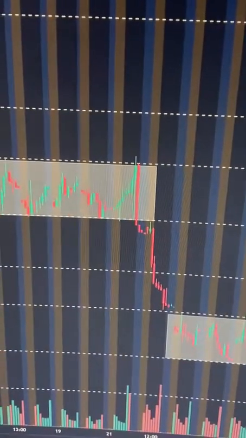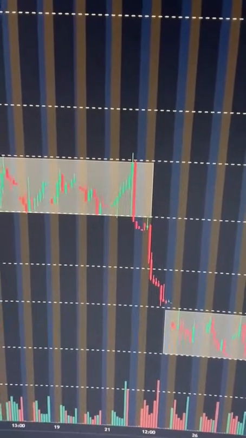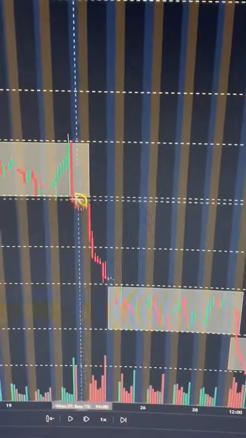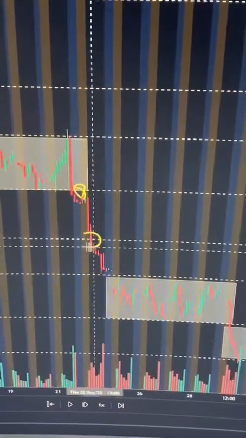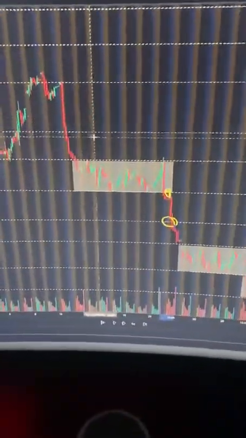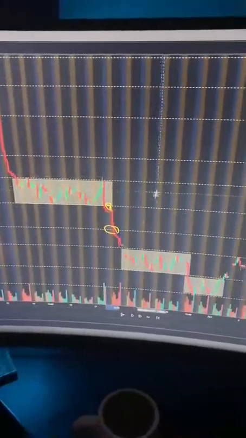You would enter right, I'm looking for my pencil tool, give me a minute. You would enter here and take your profit right here on the next line. I mean, you see how simple the ranges could be. You just draw rectangles and you just wait for them to break.